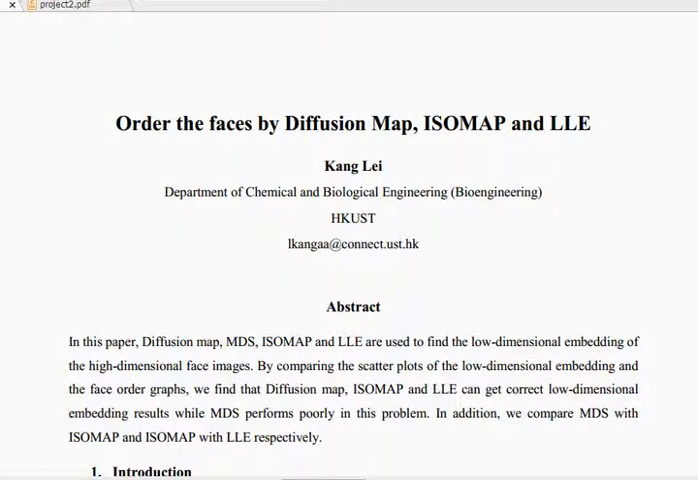Hello everyone. Today I'm going to present the paper Order the Faces by Diffusion Map, ISO map, and local linear embedding. My major is bioengineering.